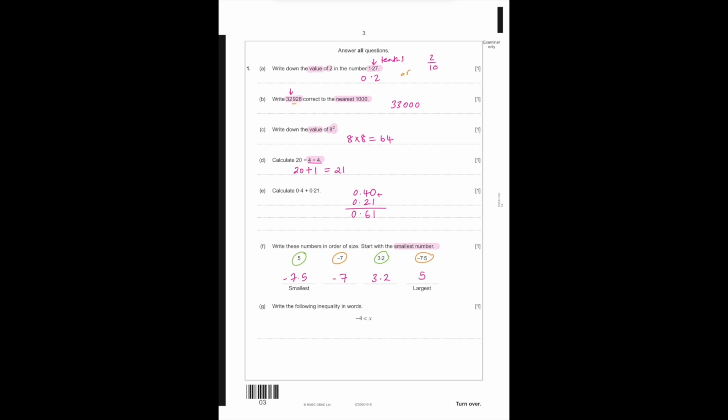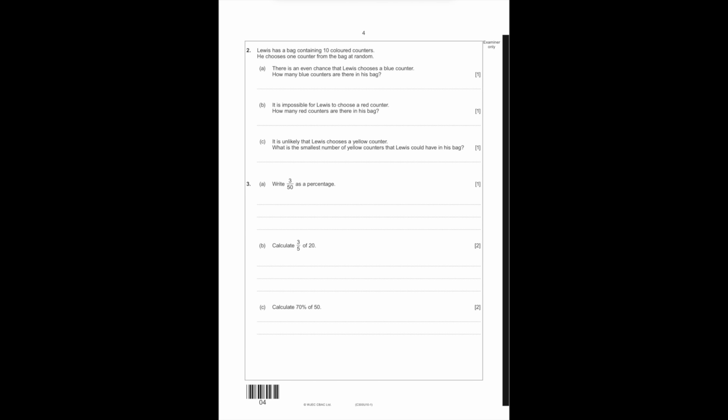And then for G, write the following inequality in words. So we have minus 4 is less than, because that's the less than symbol, X. Okay, so I'm going to write that out in words. Minus 4 is less than X. You don't have to write the minus 4 as the word for, but it's more the inequality that needs writing in words, and that's where the less than comes from.